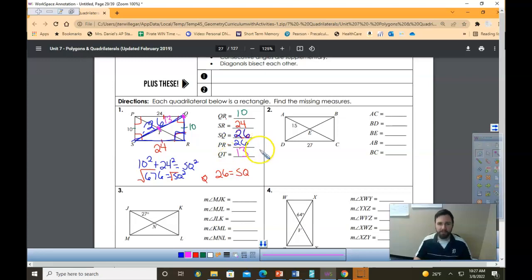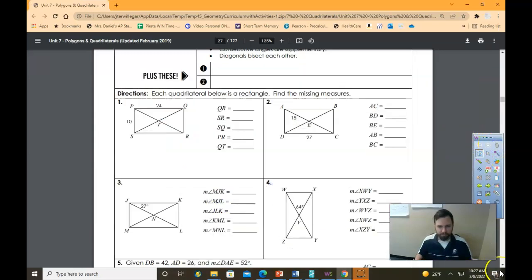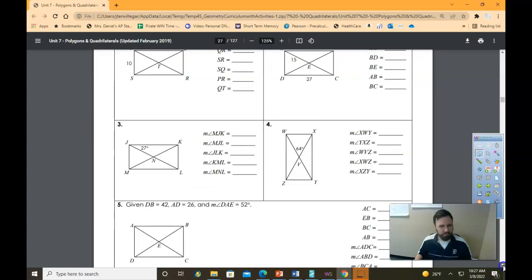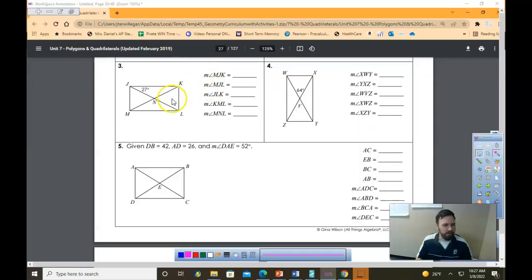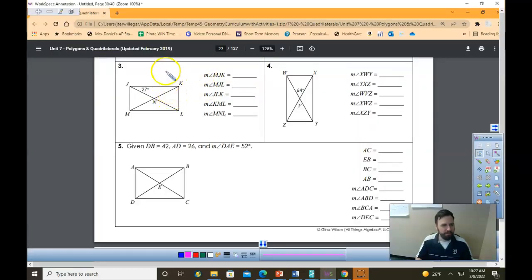Let's do one with angles, because I know how much you love them angles. Let's look at number 3. They say it's a rectangle, so right away I know all these are right angles. And I know my diagonals are congruent, along with all the other rules we know about parallelograms. You may need to watch previous videos if you need some help with it.